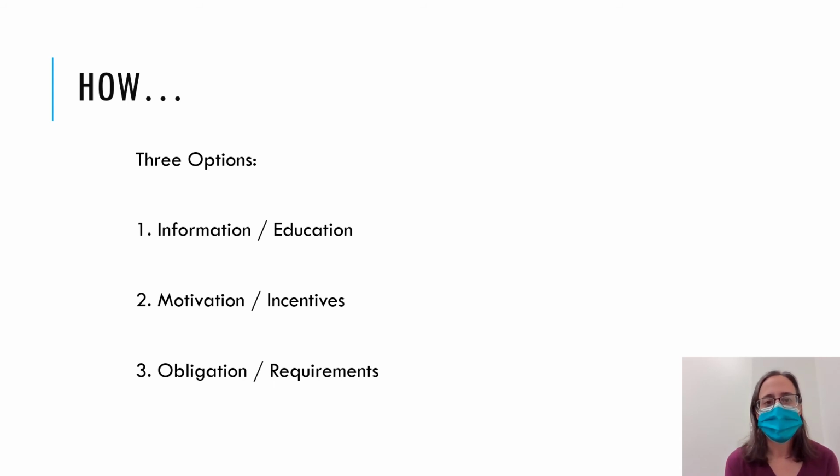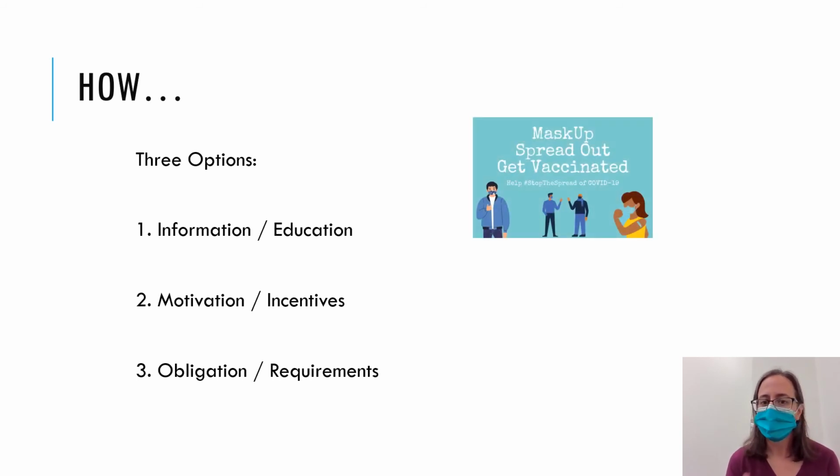The stickiest wicket of them all is the how. And we have 3 basic ways that we can implement public health interventions. One is through information and education. So this would be telling people about these are the things that you can do to reduce the risk of COVID, right? Help stop the spread.